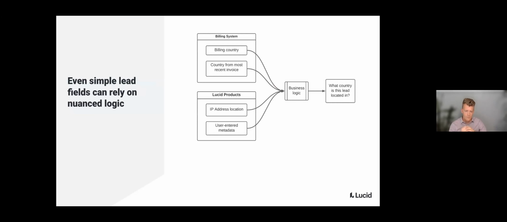And then once you've figured out who ought to be leads, you're only half done. You have to populate all of these different fields that describe that lead, and each of those can rely on pretty nuanced logic. This is just a brief surface depiction of how we might look at the question of what country this lead is located in.